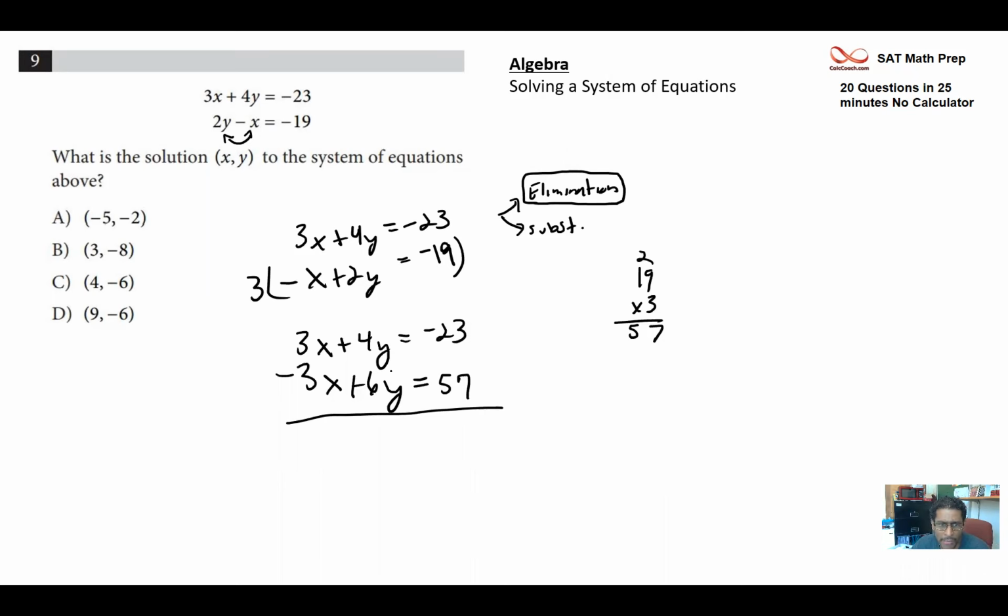So we get that right? Yep, times by 3, times by 3. Yeah, all right. So now it's our job to add the equations together. 3x plus 4y is a negative 23. Negative x plus 2y is a negative 19.